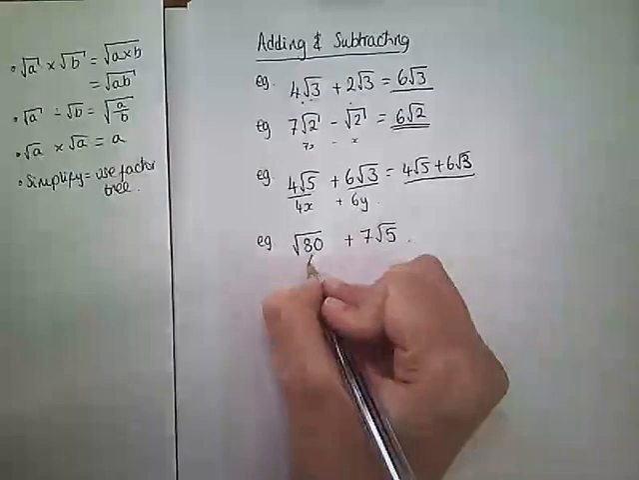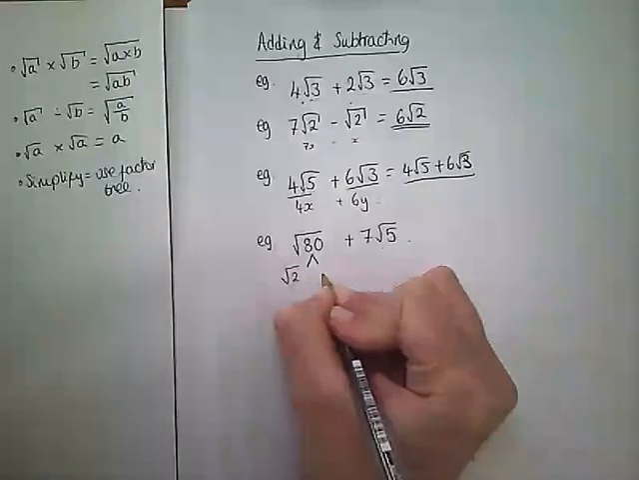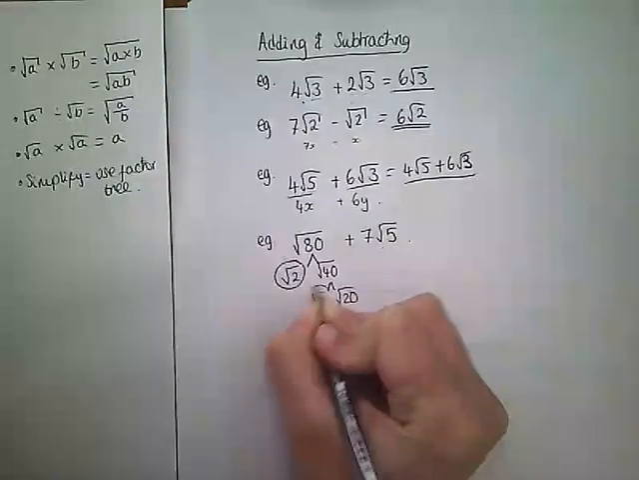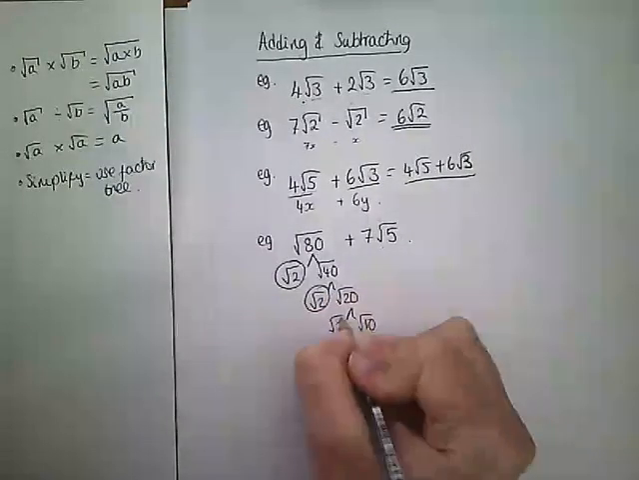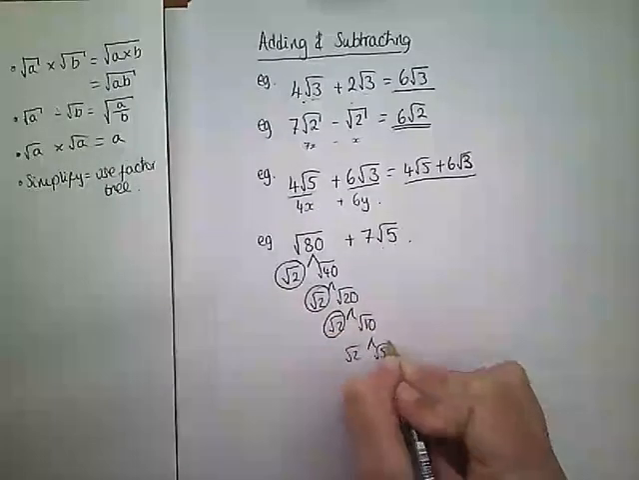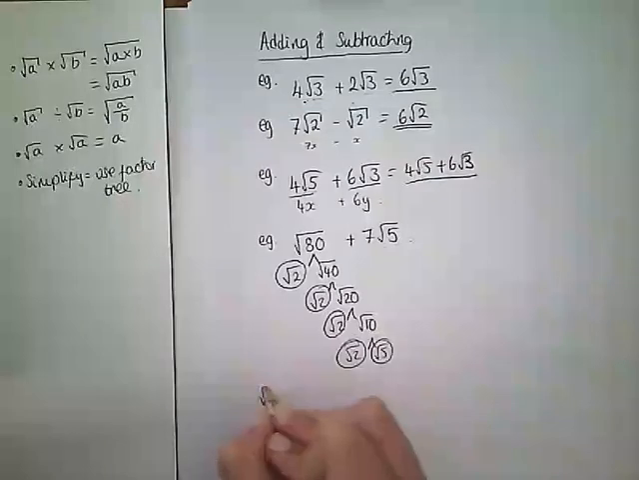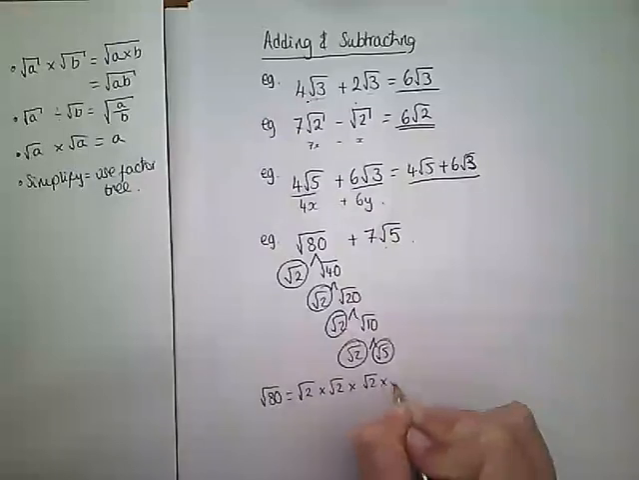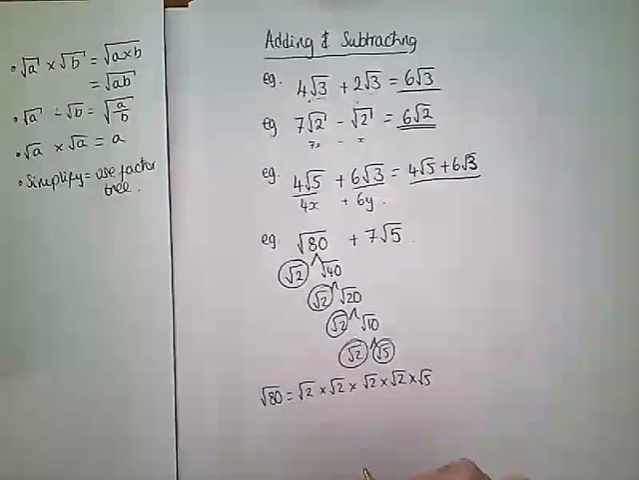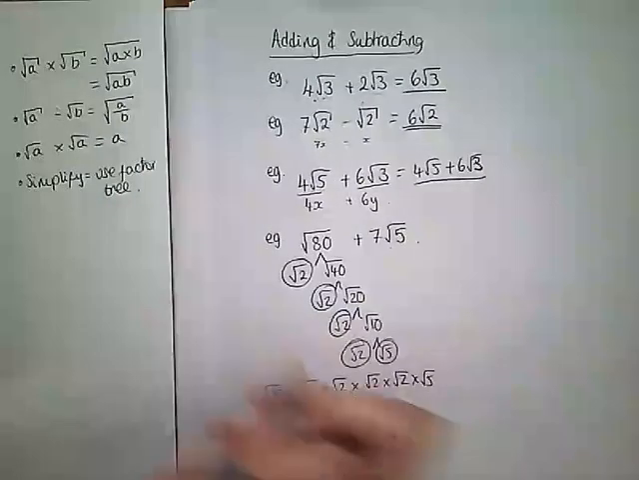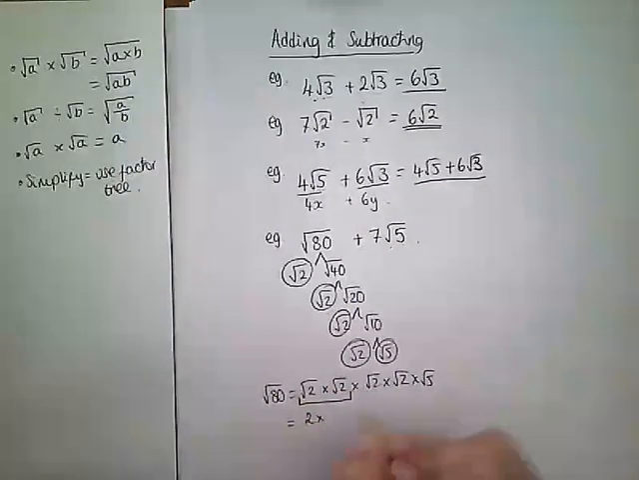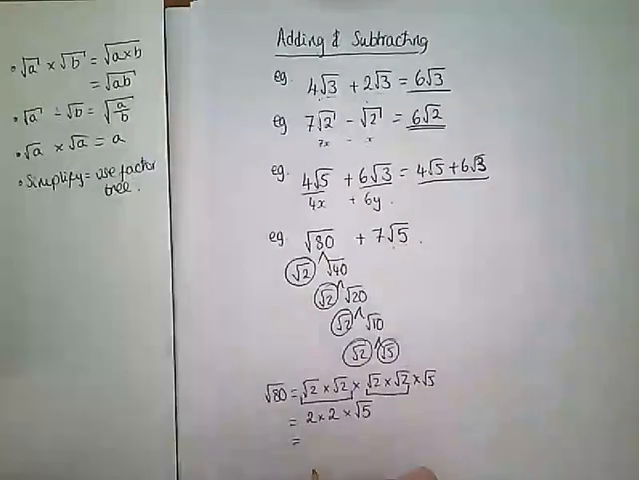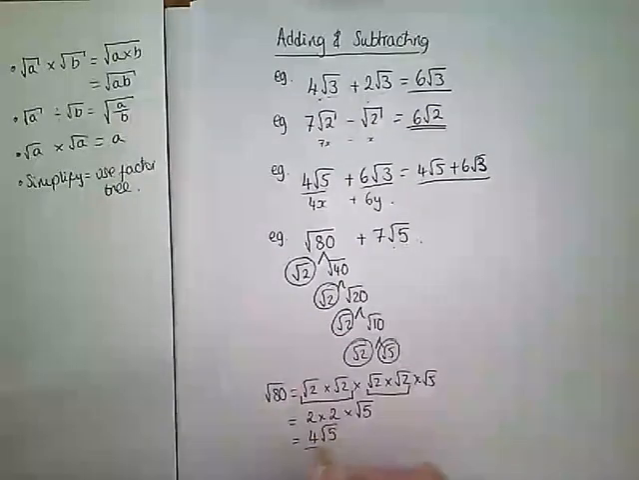So I'm going to do my factor tree as normal. I can take out 2 and 40. I can take out 2 and 20. I can take out 2 and 10. And 2 and 5. So what that tells me is that root 80 is root 2 times root 2 times root 2 times root 2 times root 5. Now, from earlier, root 2 times root 2 is just 2, and we've still got the root 5. So that means that root 80 is 4 root 5.